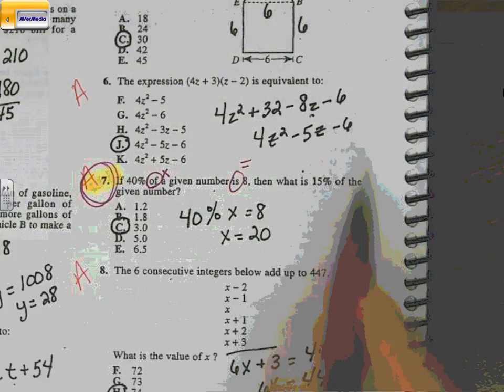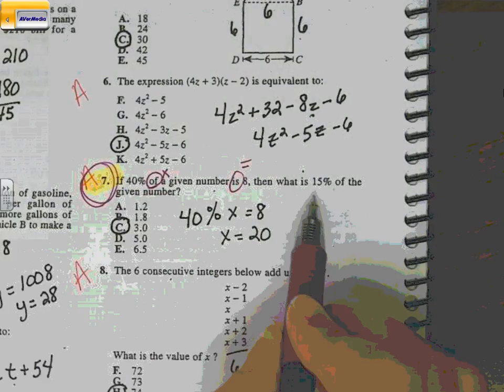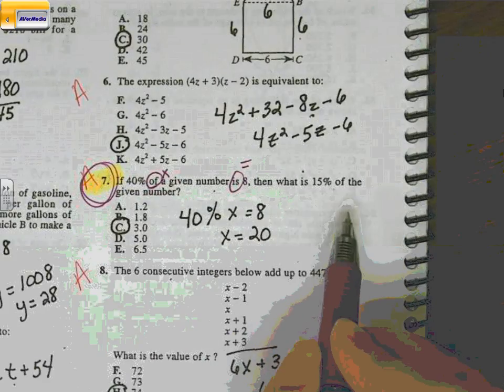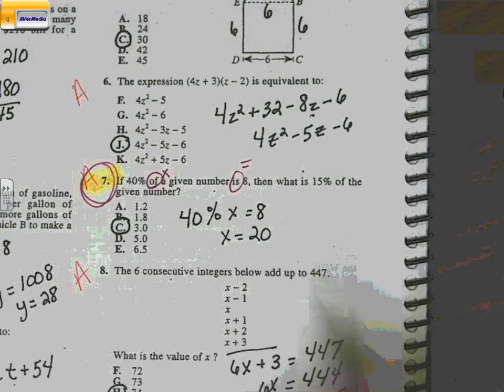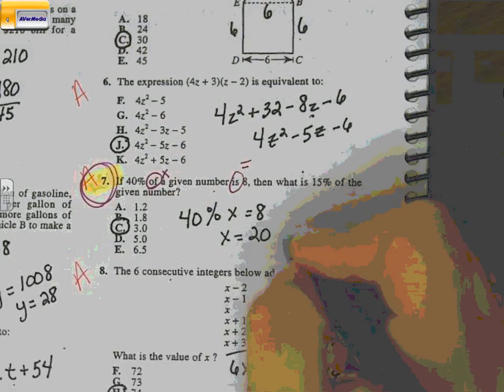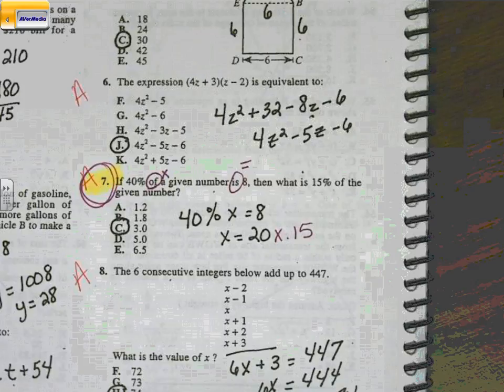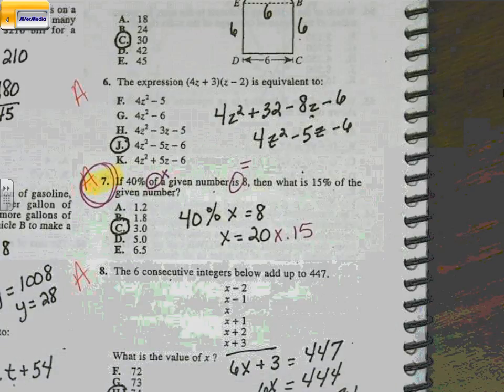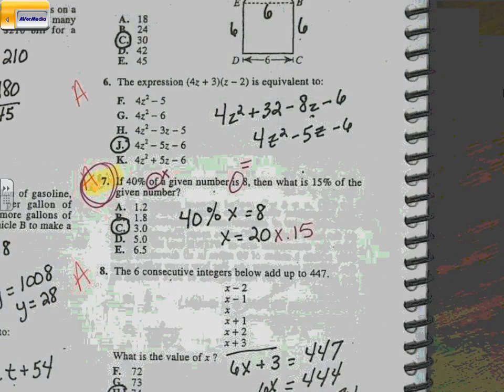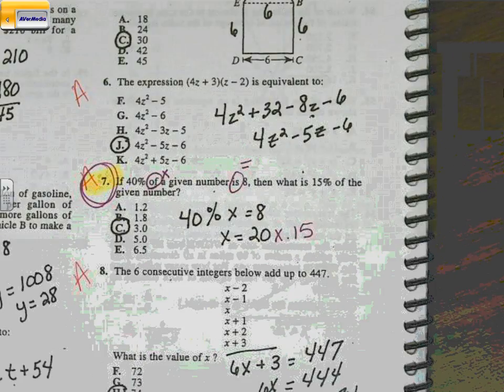But it says, what is 15% of the given number? Well, that's the number. What's 15% of that? I'm going to multiply that by 15%, and it evidently gives me 3. Does everyone see how that works? So you will see a percent problem on the ACT.